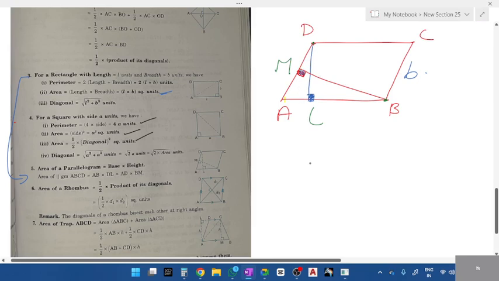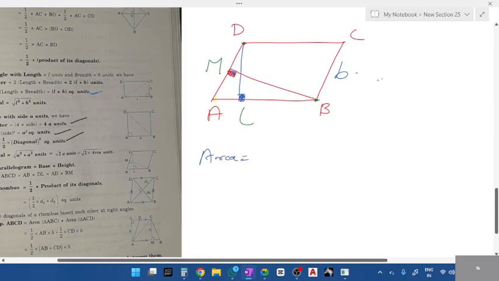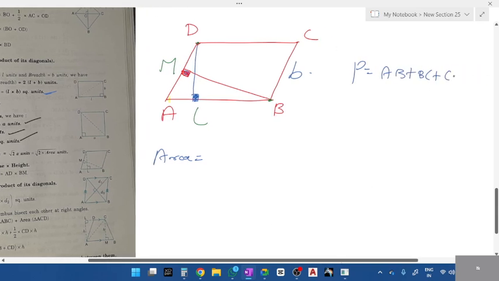This is for the parallelogram. And the area of the parallelogram formula. Perimeter will be the same for all the diagrams. What is perimeter? What will you do here? What are the four sides we have? AB plus BC plus CD plus DA. AD or DA. That is perimeter.